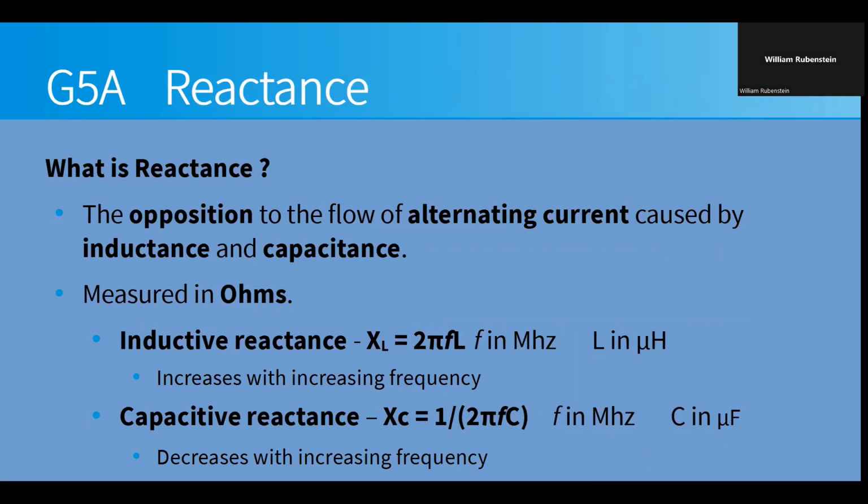So what is reactance? Like I said, it's the opposition to the flow of alternating current in an inductor or capacitor, or something that has inductance or capacitance. In the real world, most things have both. We measure it in ohms. The formula for inductive reactance is 2 pi times the frequency times the inductance. If we use inductance in microhenries, we can use the frequency in megahertz to make it simpler so you don't have a lot of zeros.